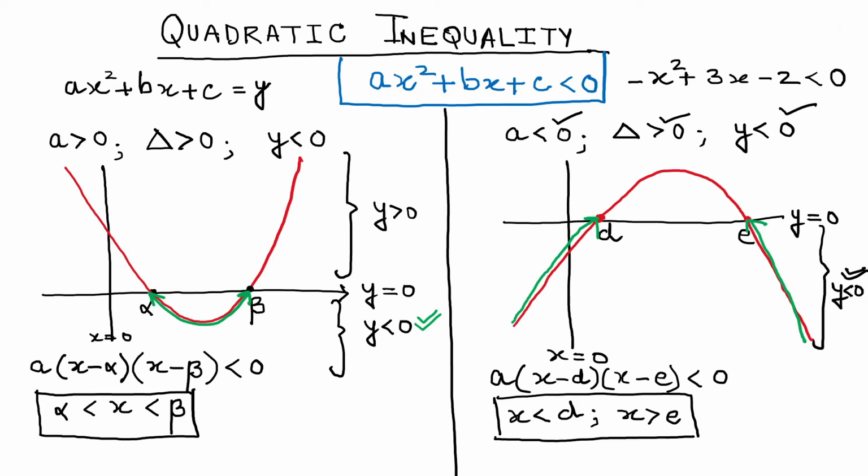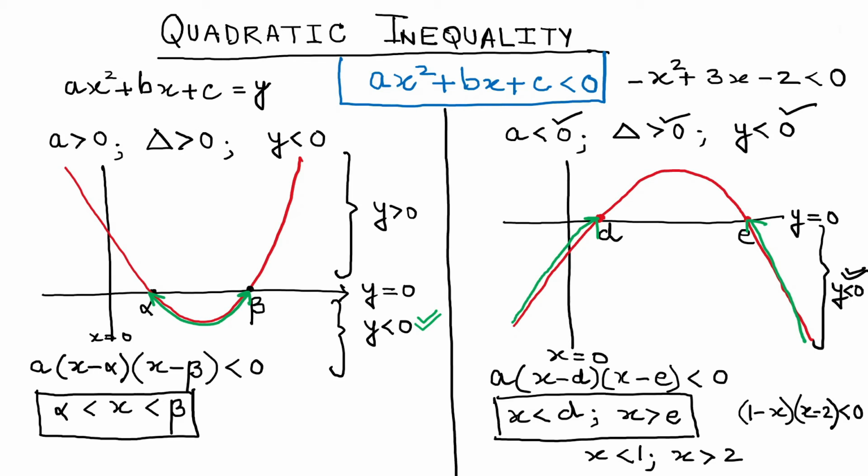Let's try and understand it in a different manner. When we resolve it into its factors, we see that it is 1 minus x into x minus 2, which is less than 0, which can eventually be understood as x is less than 1 along with x is greater than 2.